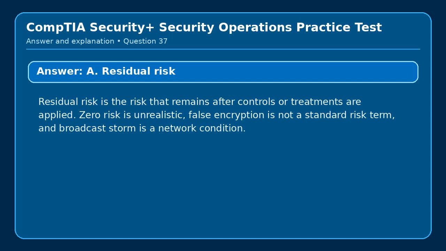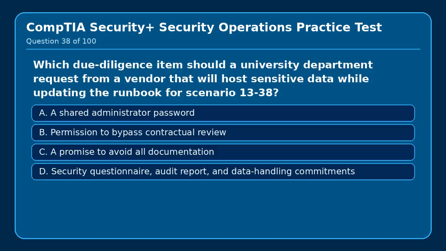A. Open guest Wi-Fi policy. B. Service level agreement. C. Personal text message. D. Password hint list. Take a moment to choose your answer. The answer is B. Service level agreement.